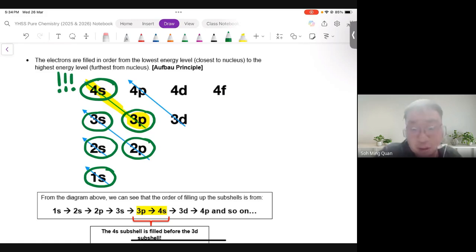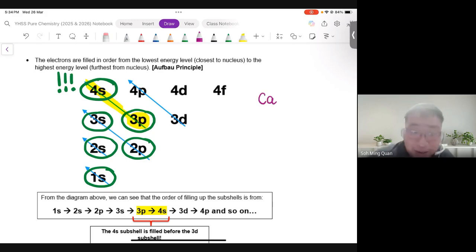So this is the most important. You need to highlight this. After filling up the 3p subshell, we shall go to 4s subshell first. That means we ignore the 3d subshell for the time being. All right. So now I'm going to do a short example of how this works.